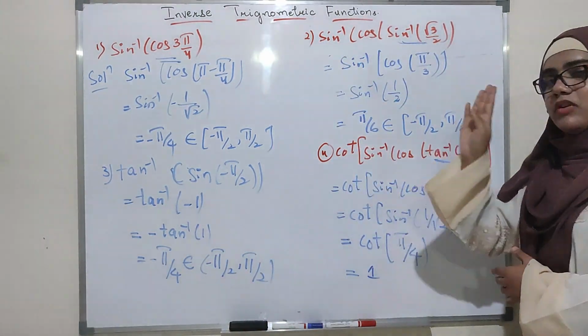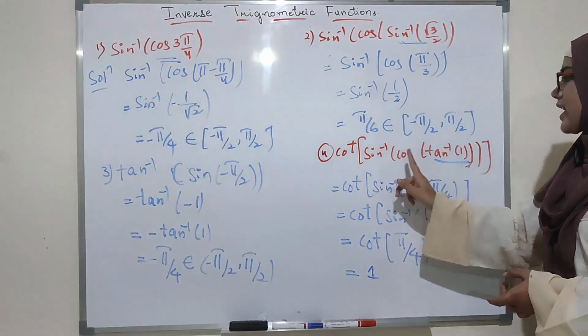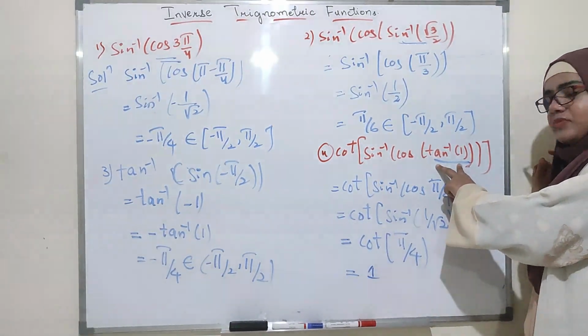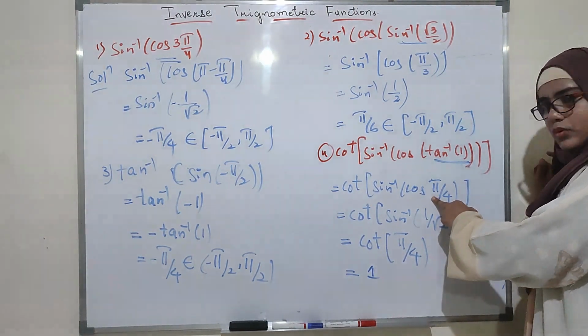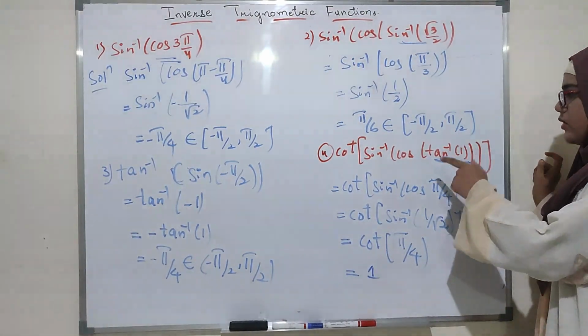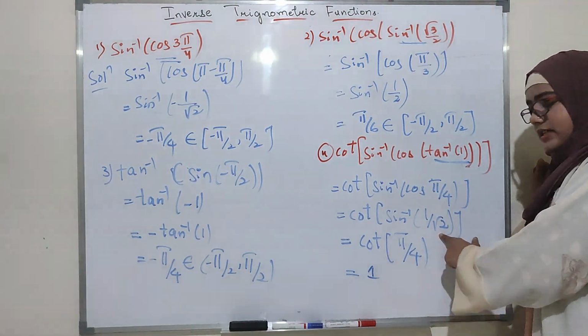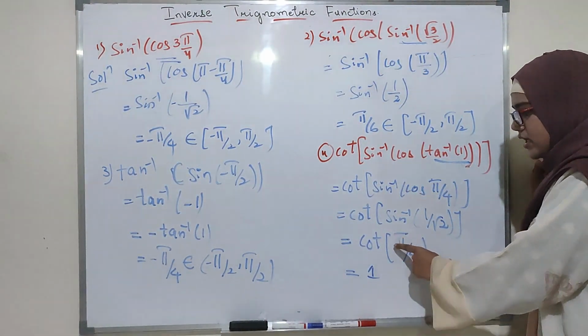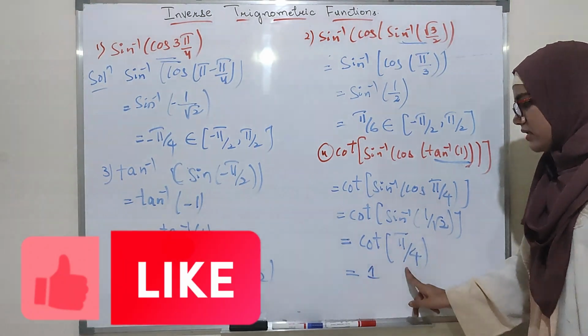Lastly we are having four trigonometric ratios: cot, sin inverse, cos and tan inverse. First we have to write the last term. Tan inverse 1 is pi by 4, by using the table value. So cos pi by 4 we know is 1 by root 2. Sin inverse of 1 by root 2 gives pi by 4, and cot pi by 4 is 1.